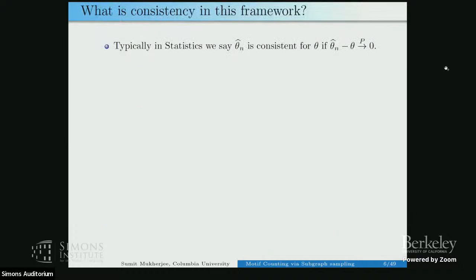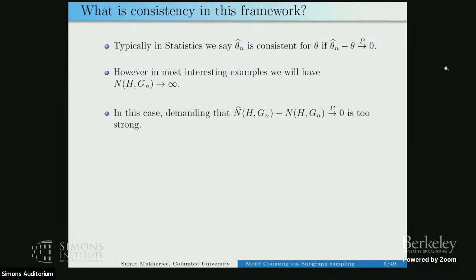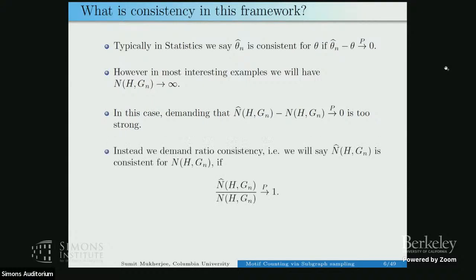Typically, when you say something is consistent in statistics, we have a sequence of estimators trying to estimate a real number, and the difference needs to go to 0. However, as you might guess, in the type of examples that we look at, the number of copies of H in Gn will be large. And so, of course, you don't want the difference to go to 0, because that means they have to be exactly equal, which is a bit too much. So we demand the most natural thing, we demand ratio consistency.